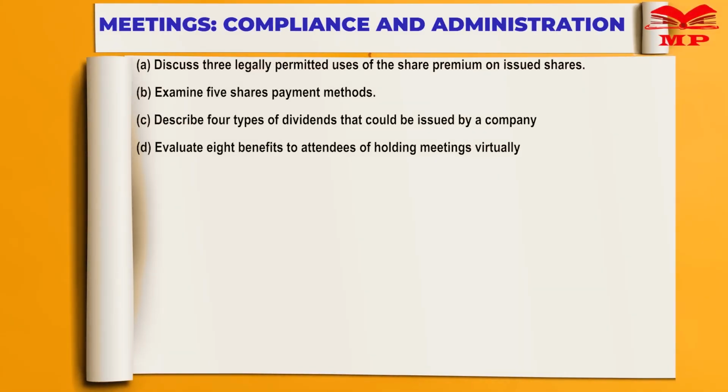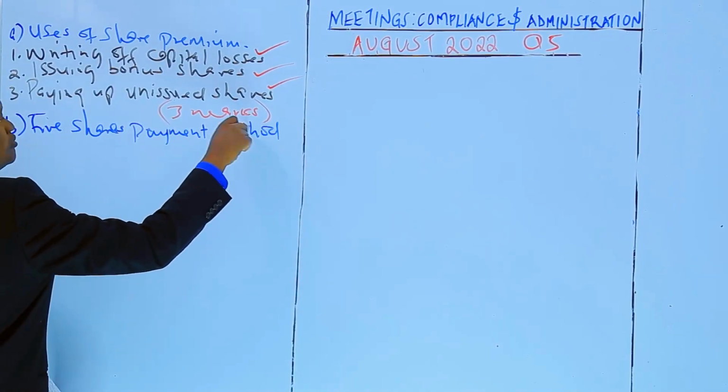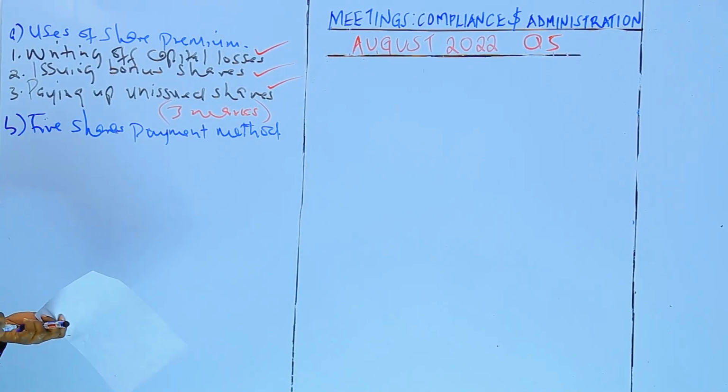Part B of this question reads, examine 5 shares payment methods. One is cash payment.